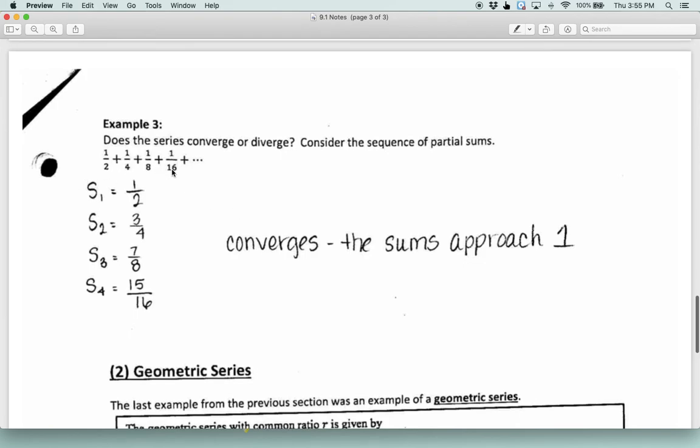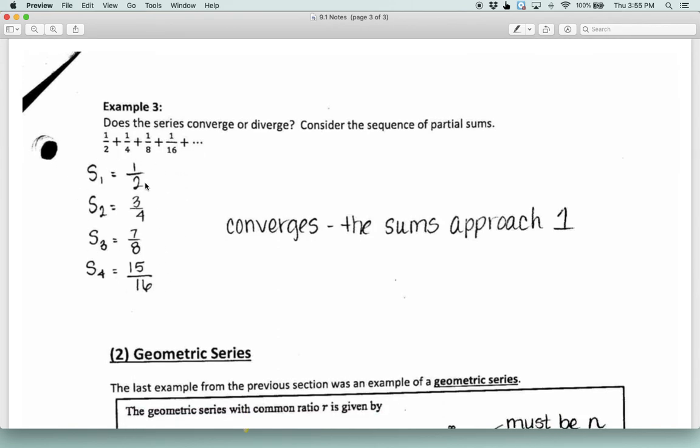This is the example that we looked at the beginning: 1/2 plus 1/4 plus 1/8. We saw geometrically that that converges, but here's an example using the partial sums. We have a half, then a half plus a fourth is 3/4. A half plus a fourth plus an eighth is 7/8, and so on. And you can see these values are getting closer and closer to a sum of 1.